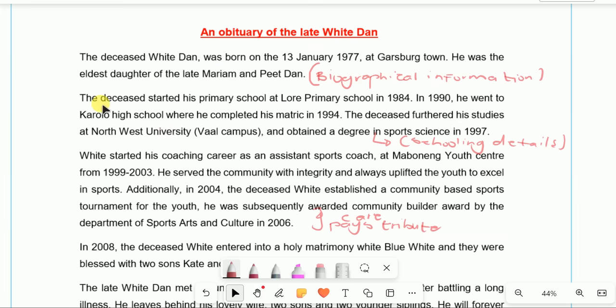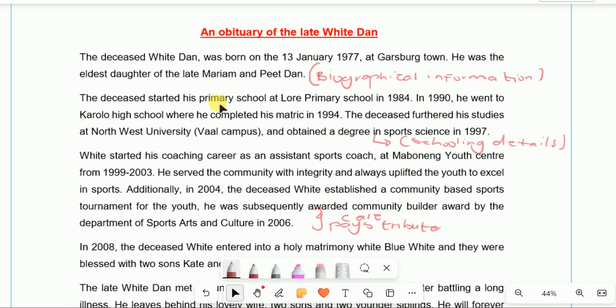And then the second paragraph will mean schooling life. It will give the schooling history from primary to secondary up until tertiary, if the deceased went to tertiary. Remember, this is just creative writing. Sometimes the deceased might just have a matric and not have a university degree or diploma whatsoever. So the second paragraph I'll dedicate to schooling life.